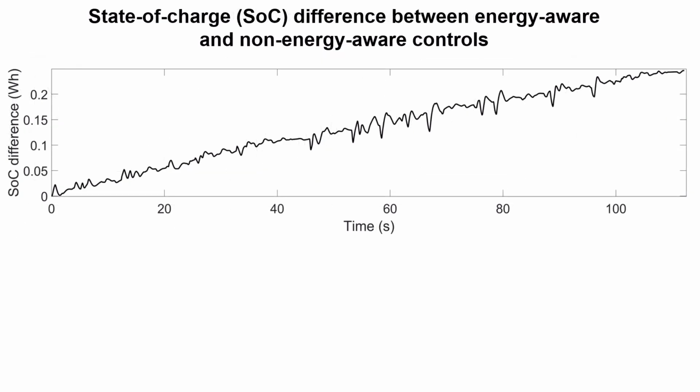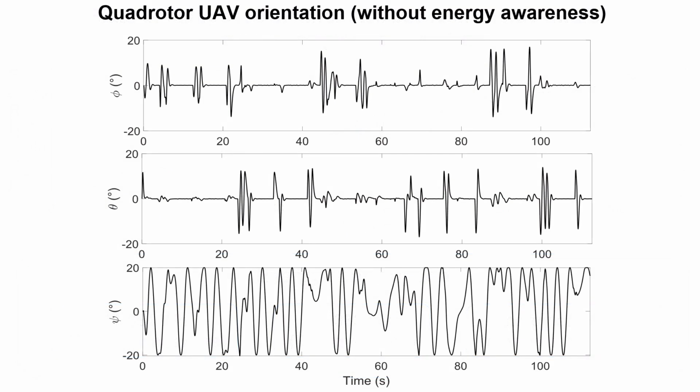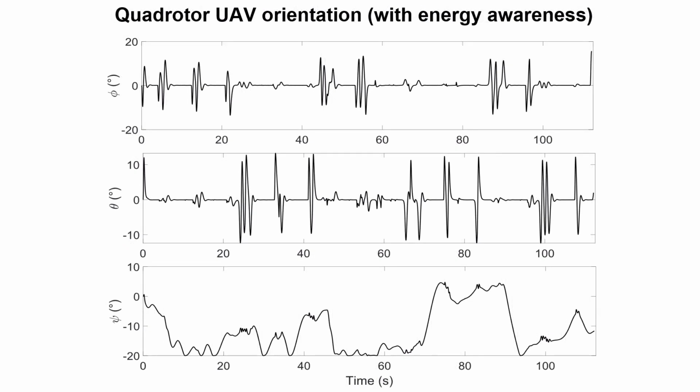The key difference showed up in the battery state of charge, where energy-aware control improved energy efficiency by nearly 3% in a steady manner. The UAV's Euler angles showed clearer contrasts. Non-energy control had persistent oscillations in psi and sharp pulses during setpoint changes, while energy-aware control presented a steadier behavior for psi, reducing aggressive behavior and saving energy.